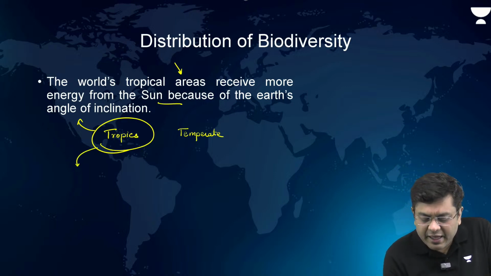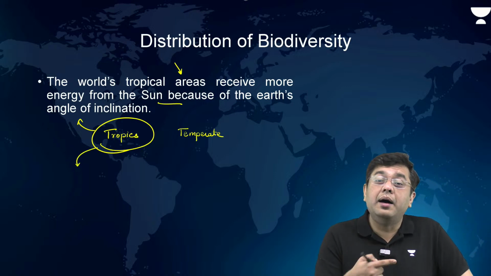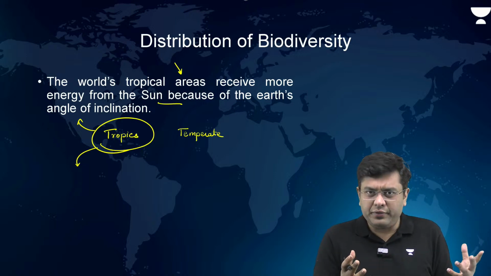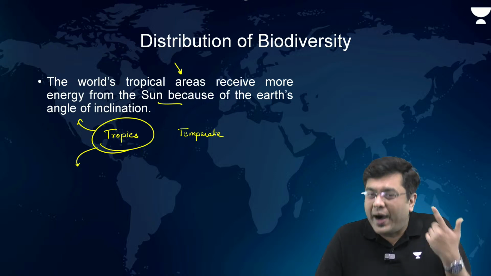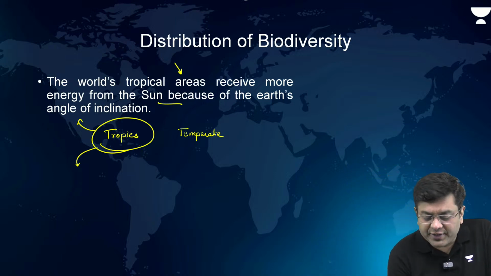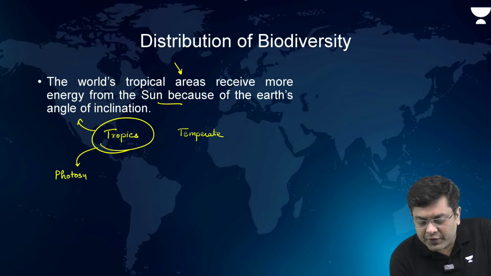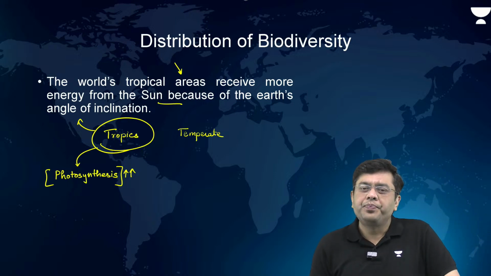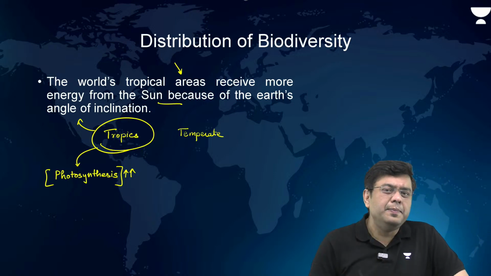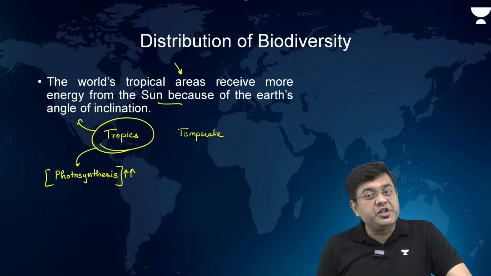Which means there will be a greater amount of plant presence, right? The tree presence, the natural vegetation, will be more. Why? Because the rate of photosynthesis will also be more. That rate of photosynthesis will increase the growth of natural vegetation. Isn't it?